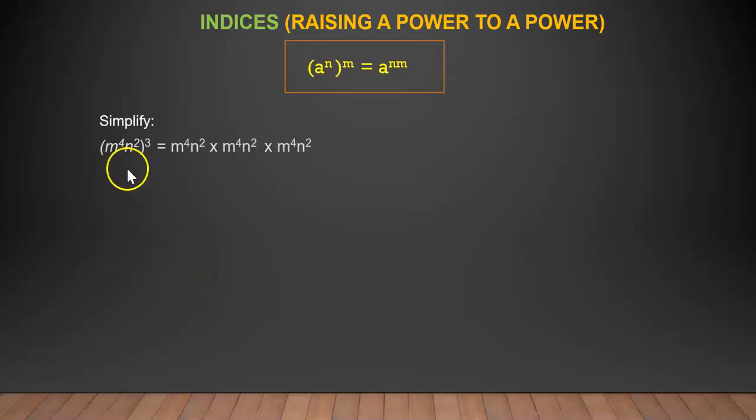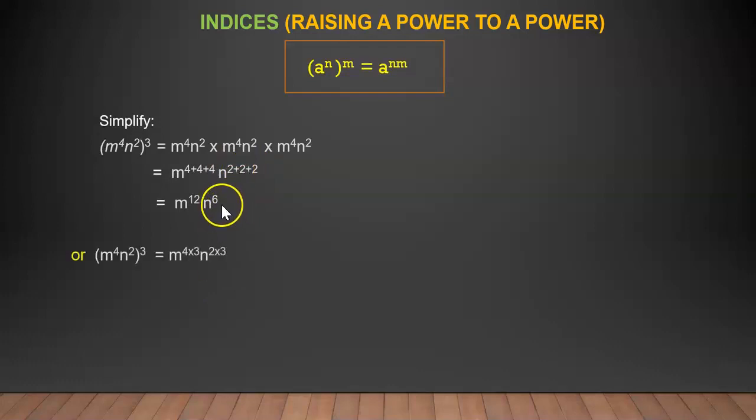Next, we have more than one base. You have the m and the n. So m to the fourth, n squared, close bracket, cubed. That means you're going to multiply these two bases 3 times together. So you're going to gather all the m's. So you have 4, 4, and 4. So add all the 4's, and the 2's here for the n. So you will have m to the 12 and n to the 6.